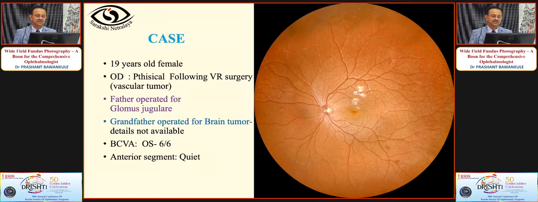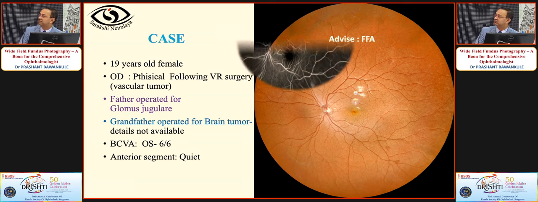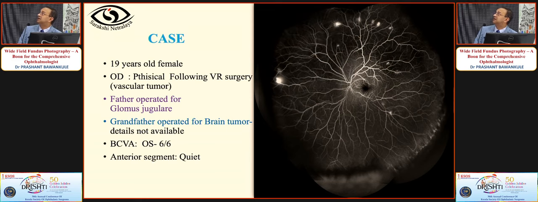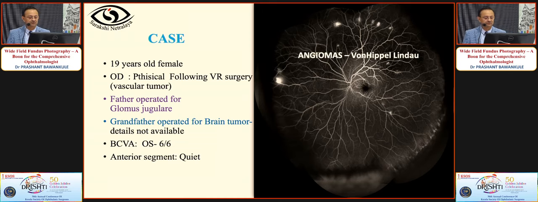Even to the best of my eyes, I thought this fundus photograph was normal. But I had to trust this particular part. It was creating an index of suspicion for me. So I did decide to do a fundus fluorescein angiography and look at what I could pick up. Multiple vascular tumors in the periphery, which cannot be picked up on a standard fundus photograph. So this was a case of a VHL.